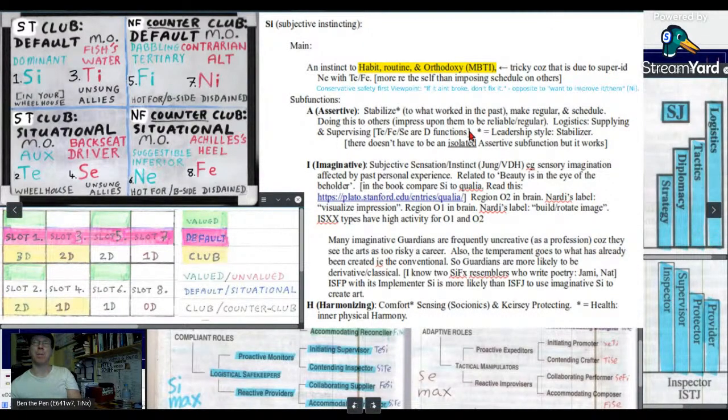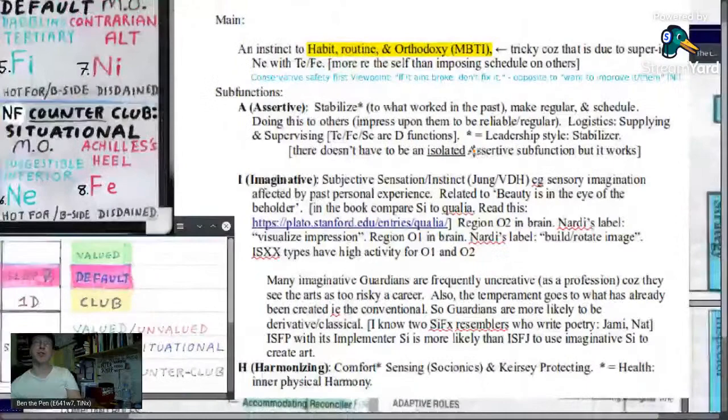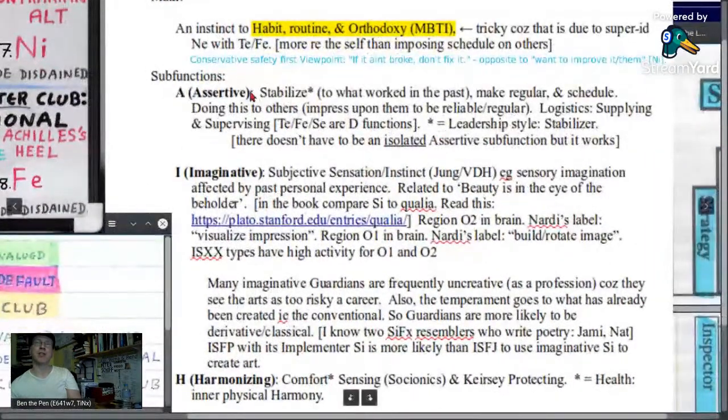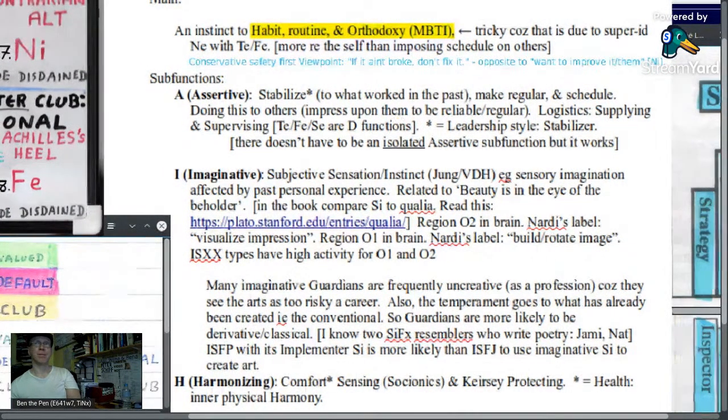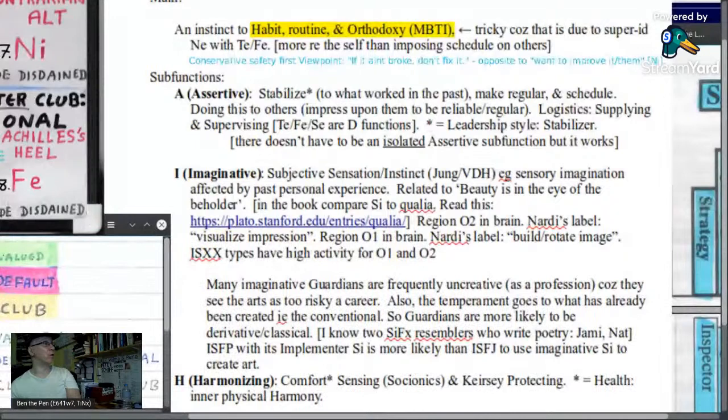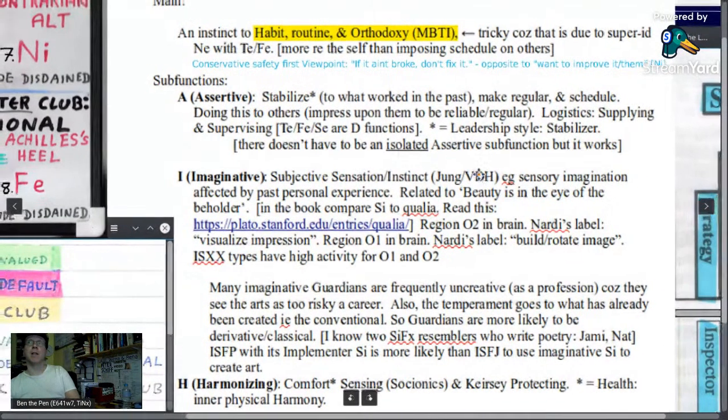So again here, stabilize the situation. That's your assertive SI. That's your instinct, security. Security seekers. Going with the tried and true, what works. And if anything goes wrong, it's also defensive. Anything goes wrong, oh, I followed the instructions, I followed procedure, I didn't do anything wrong. So there's a tendency towards the guardians covering themselves.